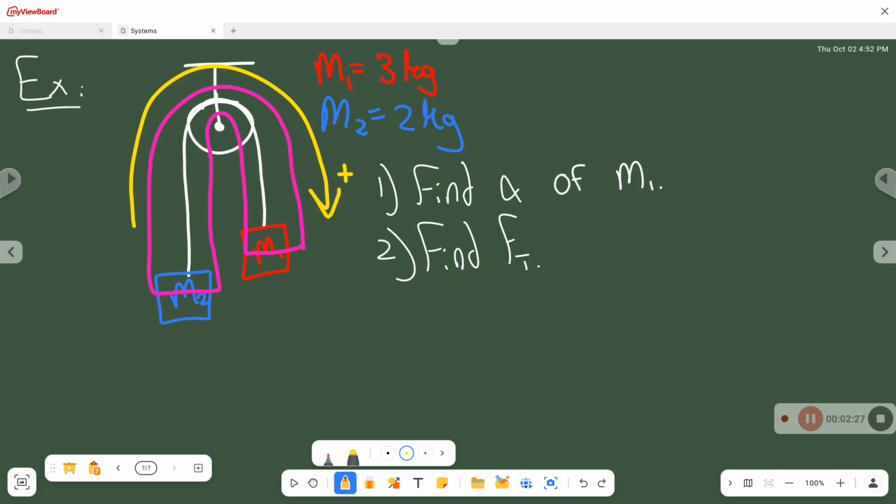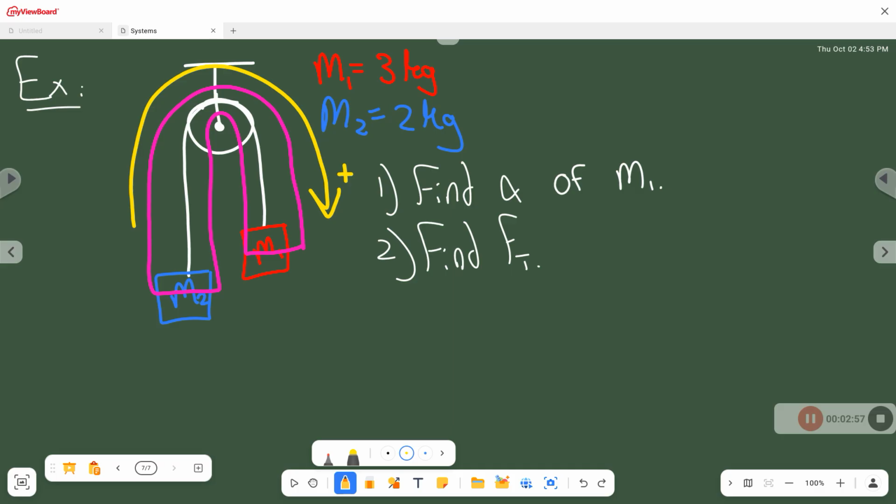So M2 is going to move up in the positive direction. M1 is now moving down, but still in the positive direction. So for M2, up is positive and down is negative. For M1, down is positive and up is negative. And so now these objects do in fact have the same velocity and same acceleration because we've adjusted that. So that's going to make our lives easier in the future.